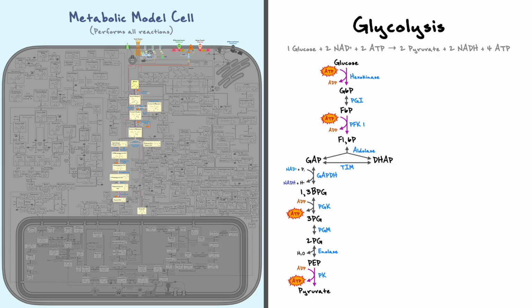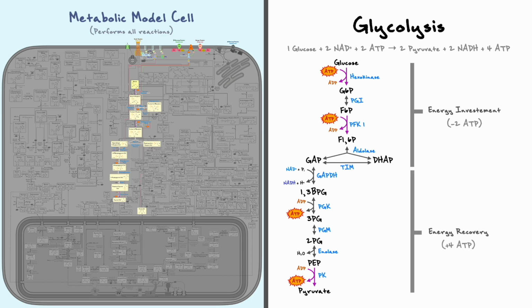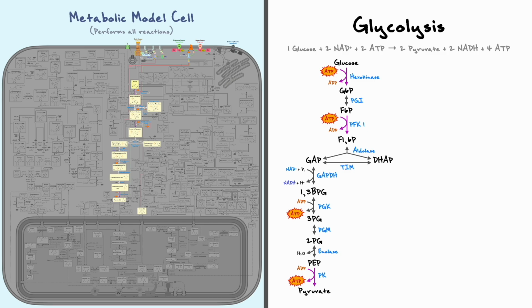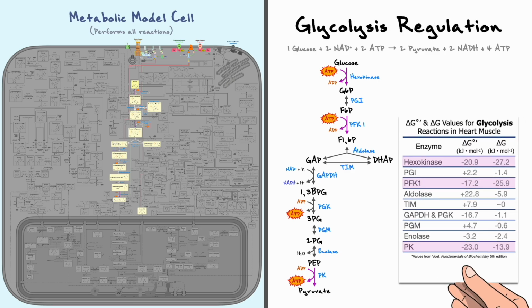The pathway was made out of 2 phases: an energy investment phase where we spend 2 ATPs to charge up the glucose, and an energy recovery phase in which we made 4 ATPs back, yielding a net 2 ATP per glucose consumed. Now, with the pathways covered, I want to discuss how it is regulated. After all, there needs to be a way to shut off glycolysis if the cells don't need to produce energy.